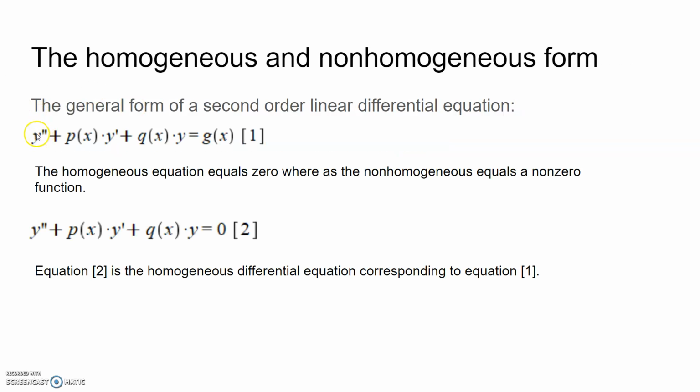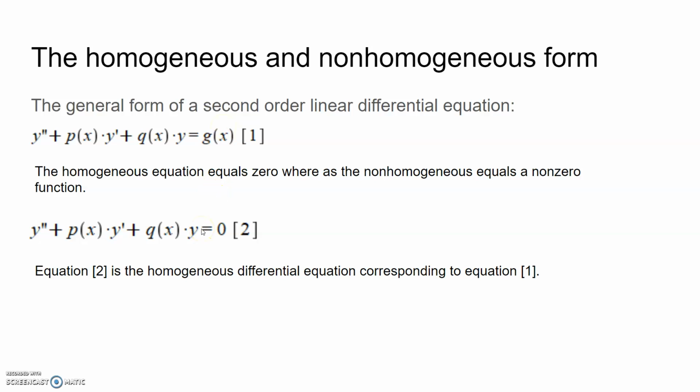So, the general form of the second-order non-homogeneous linear differential equation is this one. The second derivative of y plus p of x times the first derivative of y plus q of x times y equals g of x, where g is a non-zero function. And that's important because the homogeneous equation is basically the same except it equals 0. So if g equals 0, it would be homogeneous.